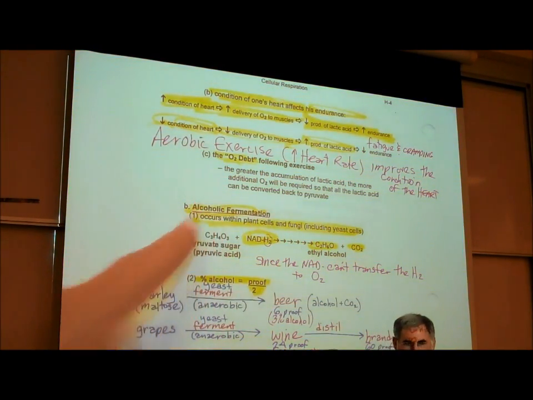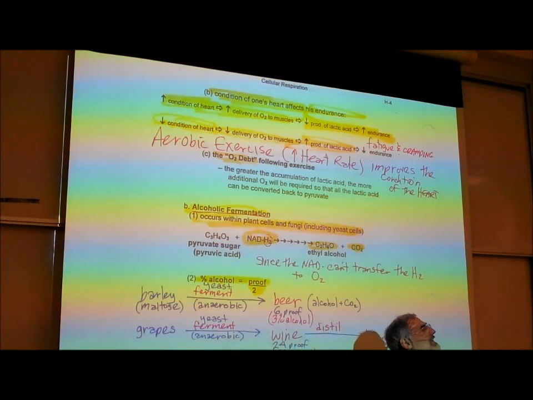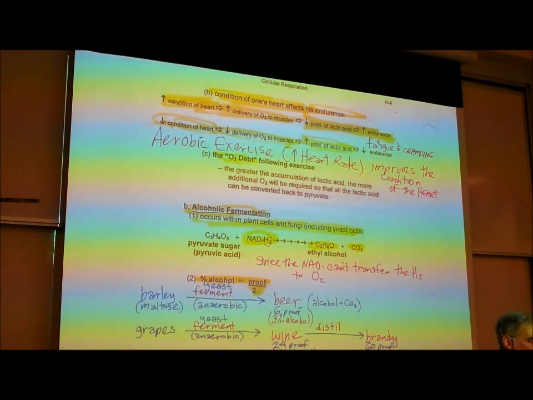And we had spoken of what is the limiting factor of why some people run 2 blocks and are exhausted, and other people can run 2 miles before they're exhausted. What did we say is the limiting factor? The condition of your heart and the ability of your heart to pump oxygenated blood rapidly enough to your active muscles so they don't develop lactic acid. So we talked about that up here.